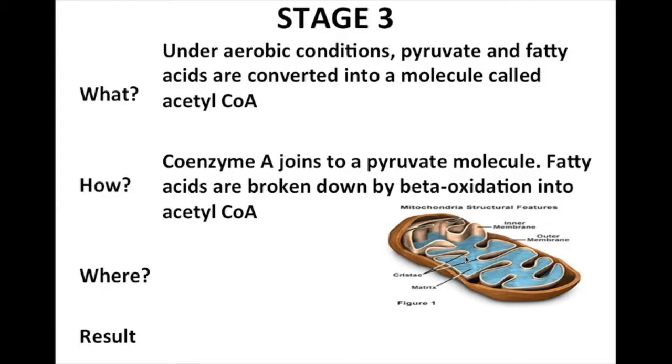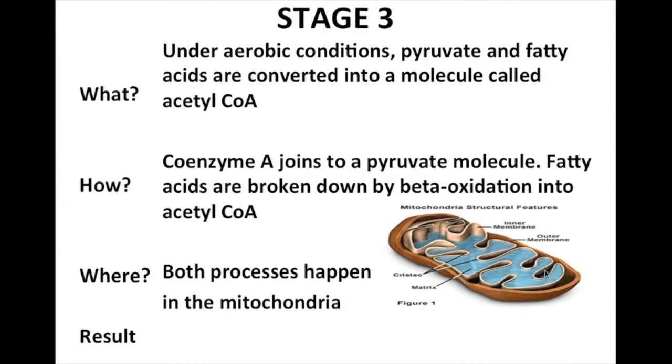And the way that they make acetyl CoA is that another enzyme comes along, but this is a coenzyme. It's called coenzyme A, and it joins onto a pyruvate molecule and it makes acetyl CoA. And then the fatty acids are broken down by a process called beta oxidation into acetyl CoA. And this takes place in the mitochondria, which is what this image is showing here. So this is a mitochondria cell.